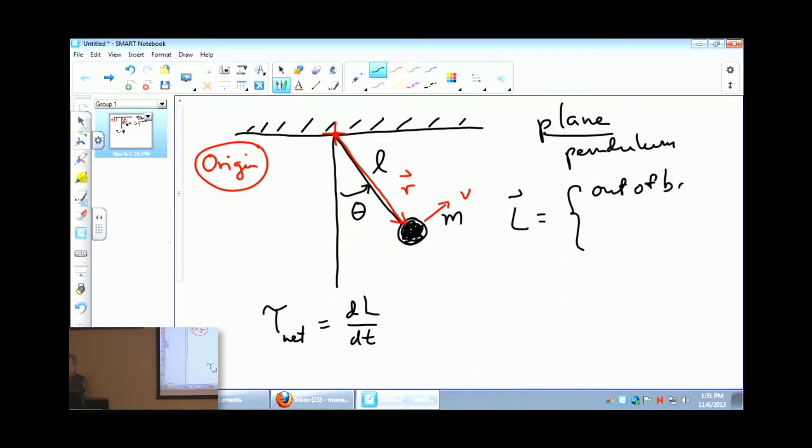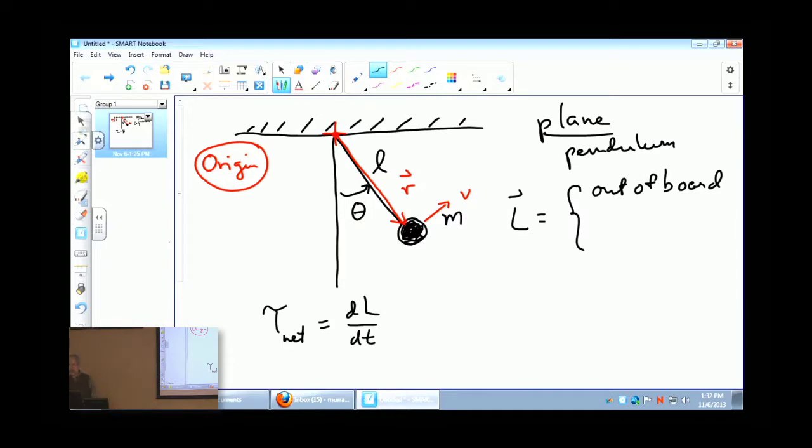If the pendulum is swinging the other way, what is the direction? If it starts to come back down, then the direction of the angular momentum, R cross P, is into the board. So it's either out or in the board. We'll choose this direction, call it Z, so that angular momentum this way is positive, angular momentum that way is negative.